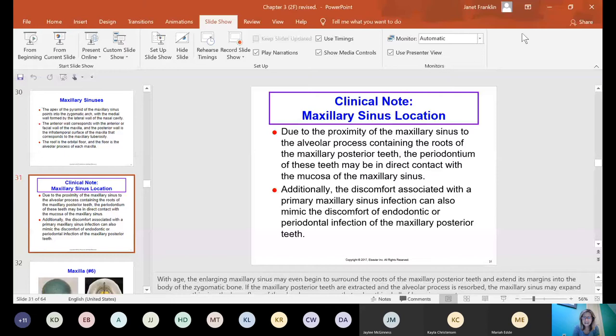So did you say 9 was the incisive foramen? If it's right behind the two front, I closed the screen already. If it's right behind the two front teeth, yes. Okay.